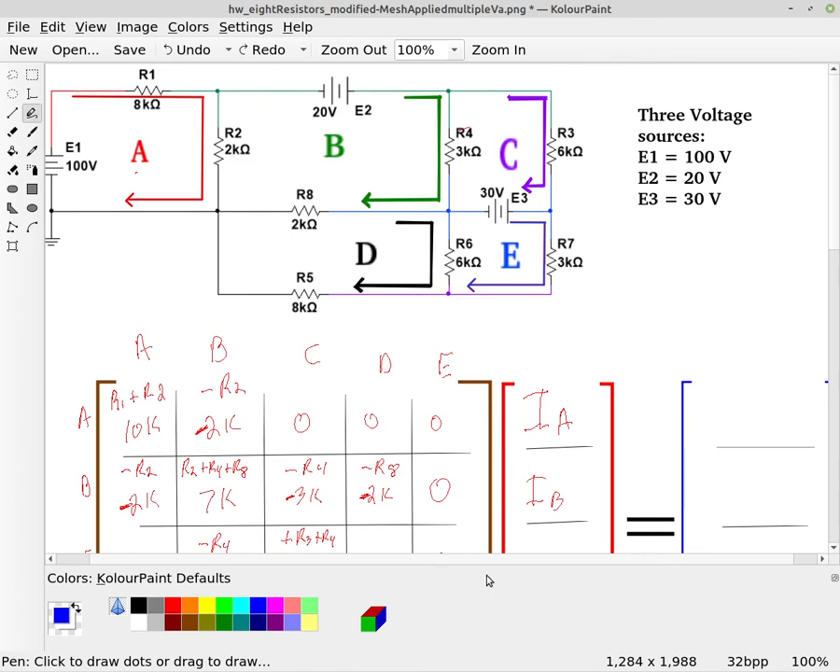So again, E1 is the only source touching loop A. And so therefore we'll just put 100 volts here. And that is all. B, here's loop B. Loop B only has a 20 volt source. And that 20 volt source is pushing in the same direction as B. So therefore we're going to have a positive E2, which is 20 volts.